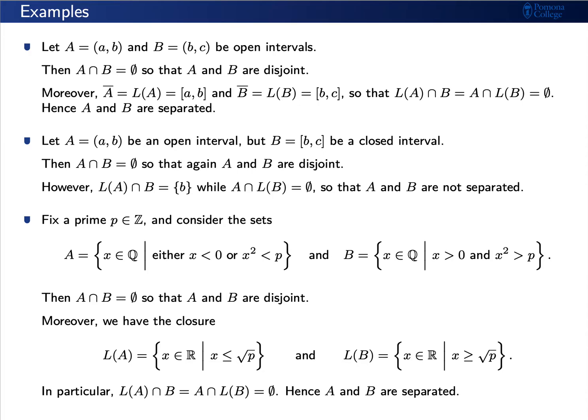However, let's take a look at the limit points of capital A. This will be the collection of real numbers to the left of the square root of P, and the limit points of capital B will be the real numbers to the right of the square root of P. In particular, capital B has nothing in common with the limit points of capital A, and similarly, capital A has nothing in common with the limit points of capital B. So we see that these two sets, capital A and capital B, are indeed separated.